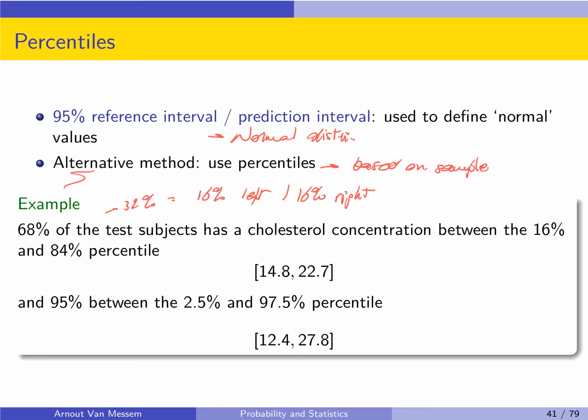If we then look at the sample and we calculate the sample percentiles, we find that the 68% reference interval is 14.8 up to 22.7. Similarly, you can also calculate the 95% interval, which will be between the 2.5th and the 97.5th percentile. And you get that 95% of the data in the sample lies between 12.4 and 27.8. What you can observe from these intervals is that the reference interval is no longer symmetrical, but is really based on the distribution of the data.